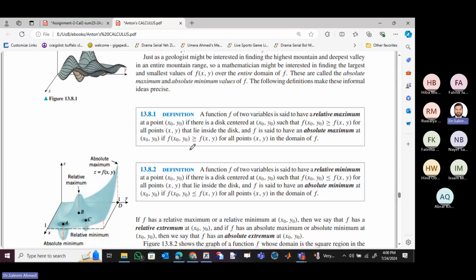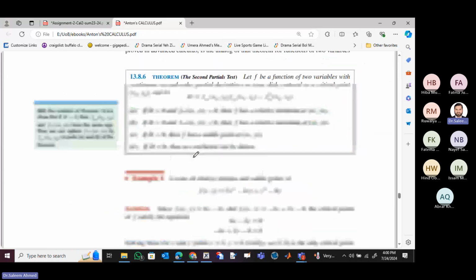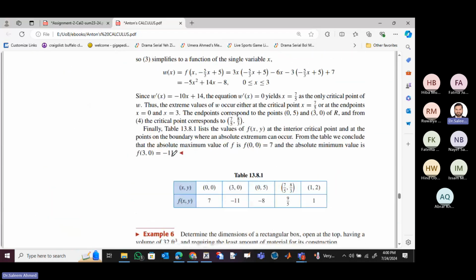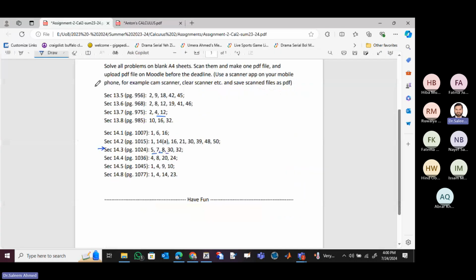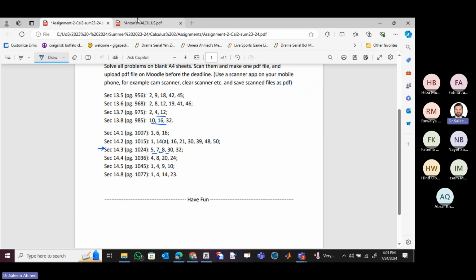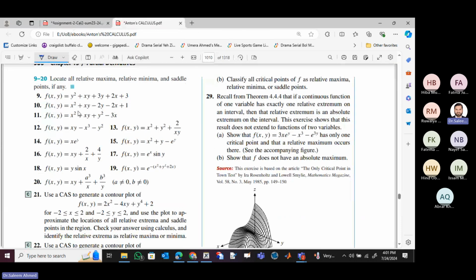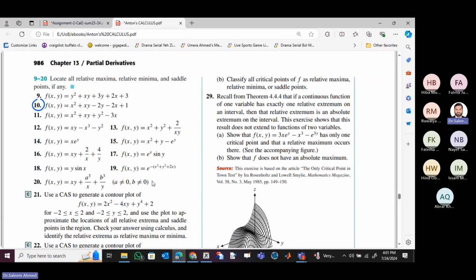Okay, and the last thing is finding maxima and minima of a function of two variables. So if I see in 13.8, problems 10, 16, 32, let me do the 10th. Okay, problem number 10: x squared plus xy minus 2y.